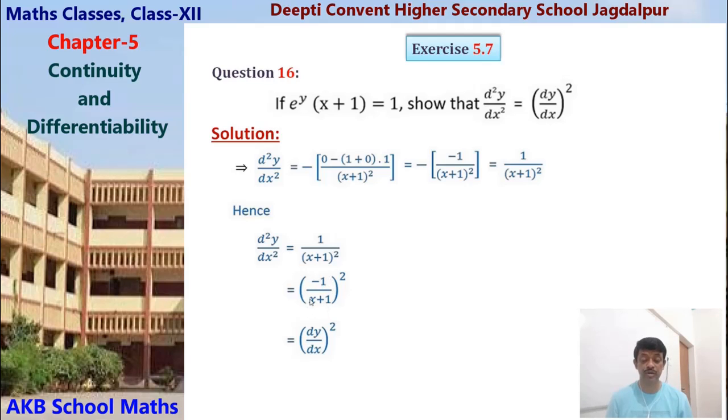plus 1. So you can put here dy by dx, that is (dy by dx) square, so d2y by dx square equals this. This is the main step of this question, so remember it. Okay, hence proved. So d2y upon dx square equals (dy upon dx) square. Clear? So this was question 16 of exercise 5.7.